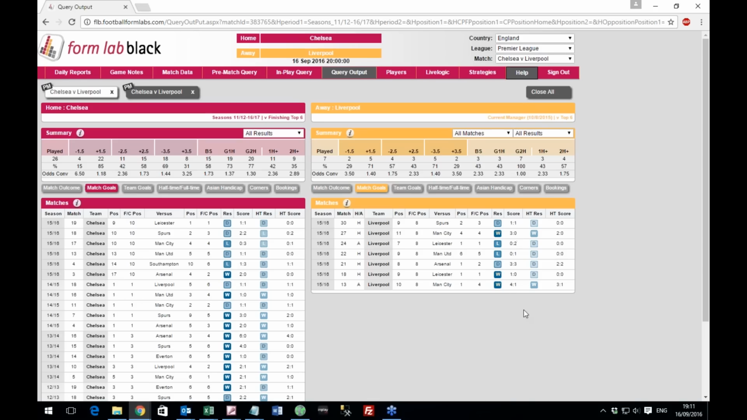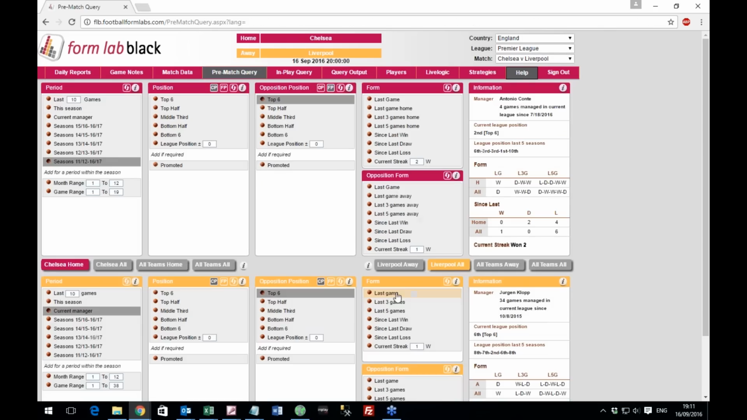Some of those games are interesting with a lot of goals in, but what we're looking at there, it seems that Liverpool are strong in games where they have to turn up for. So maybe their low performance last year was because they lost out in lesser games where they were expected to win. If we close all of our queries now, we'll be taken back to the pre-match query page.